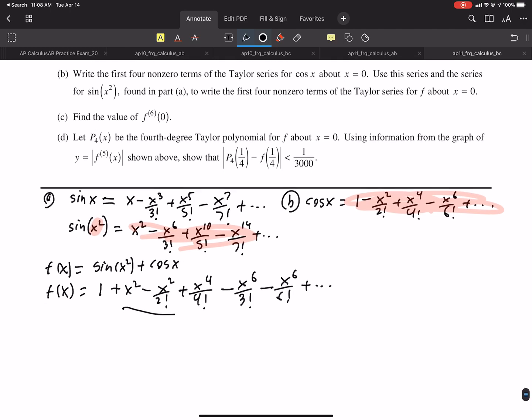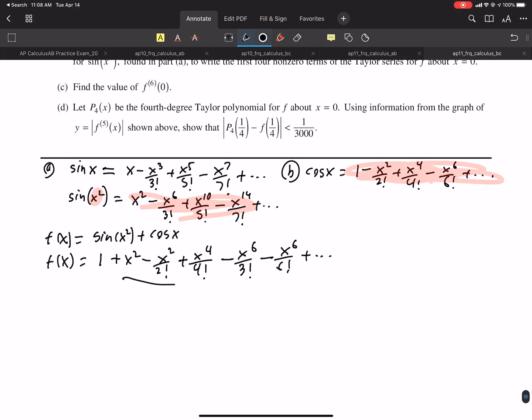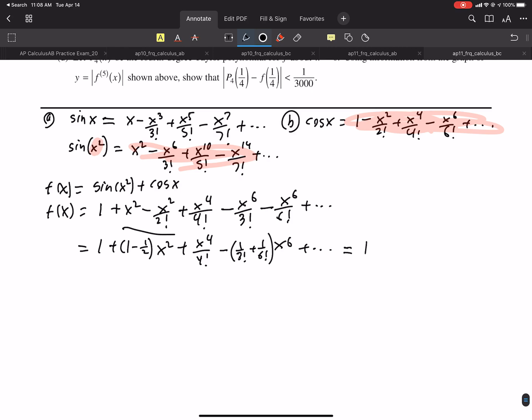Now, we are not allowed to leave it in this form. We need to combine our like terms. So simply we'd get this, 1 minus 1/2. I'm just factoring the x squared out. And then I'm going to factor the x to the 6th out. I'm left with 1 over 3 factorial, 1 over 6 factorial. I'm just going to leave it like that. That's sufficient. Now, if you want to simplify that, we would get this.